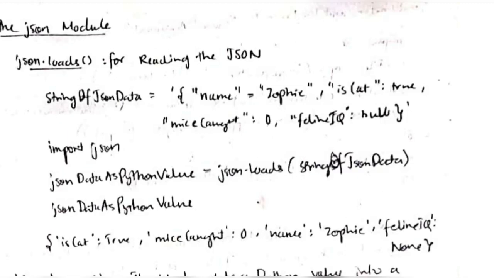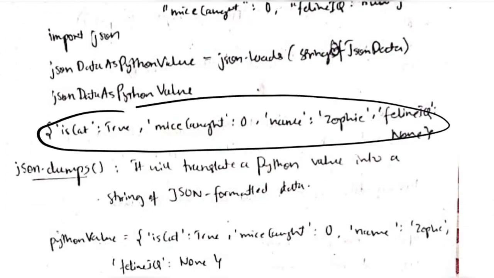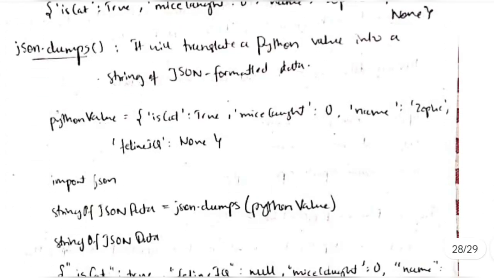Okay, for reading the JSON format you have to use the JSON.loads function. Okay, so this is the string here. If you want to read it, you can use the JSON.loads function, and then it will be displayed here. Okay, and if you want to write to the JSON format, it will translate the Python value into a string of JSON formatted data.